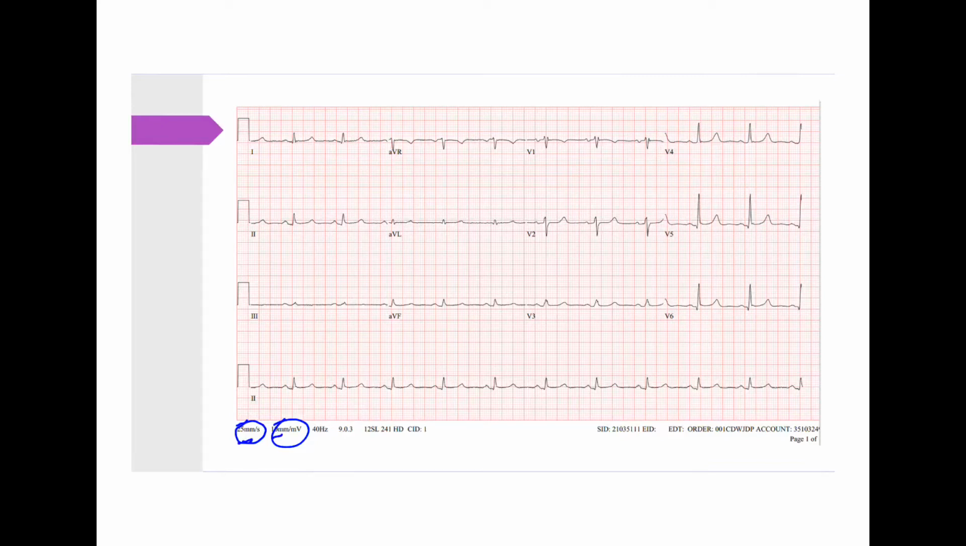So if the speed of the paper, 25 millimeters per second, were different, then the same ECG could represent either a bradycardia or a tachycardia. But unless you actually knew what the speed of the paper was, you wouldn't be able to make that determination.